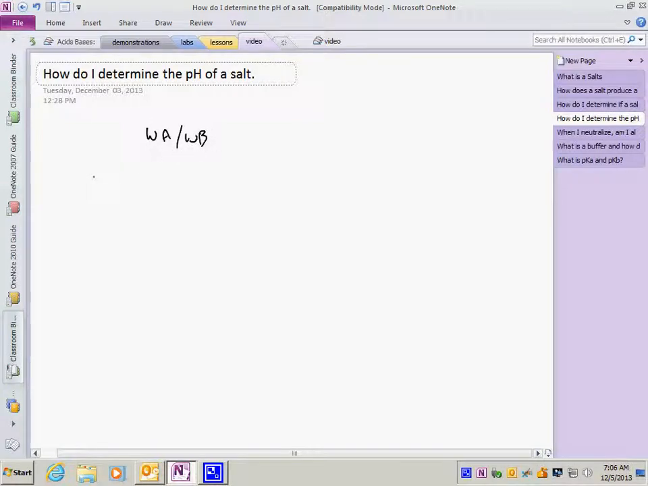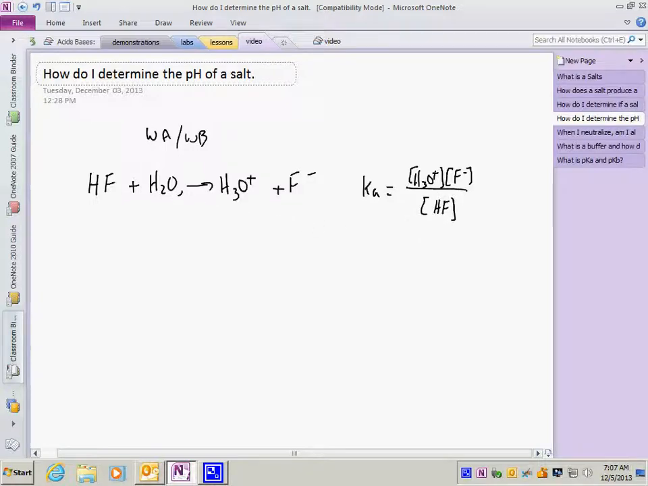We have HF will be our first acid that I will talk about, hydrofluoric acid. You should be able to write out your hydrolysis equation and use H3O plus and F negative. In this case, the Ka will equal the concentration of the H3O plus ions and the F negative ions. And below here will be the HF. The water is not included because it doesn't have a concentration.